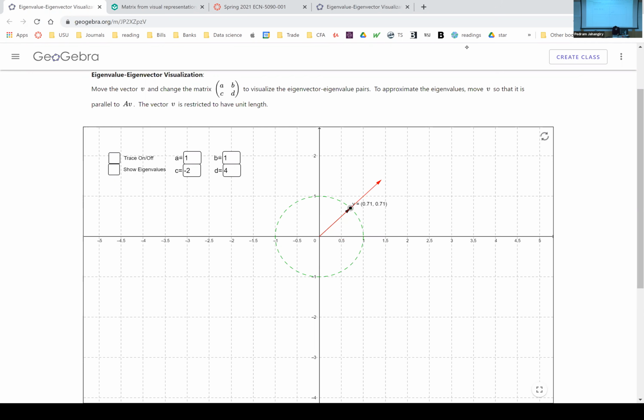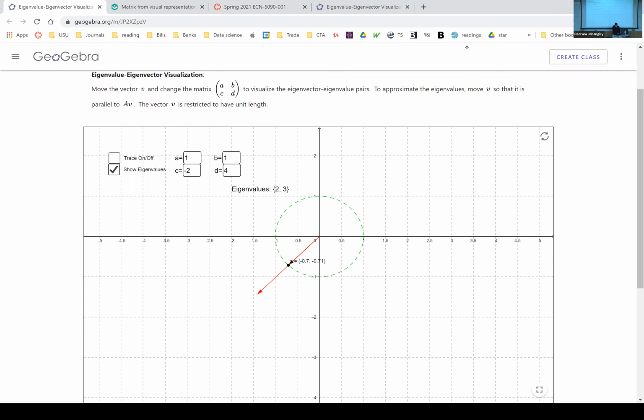Okay, maybe 2 or maybe 3. Let's see this one. Maybe 2 more. I think one of them is 2, one of them is 3. So let me show you the eigenvalues. The eigenvalues are 2 and 3, right? In one of them, the magnitude was 2 times the vector v. In the other one, the magnitude was 3 times the vector v, right?